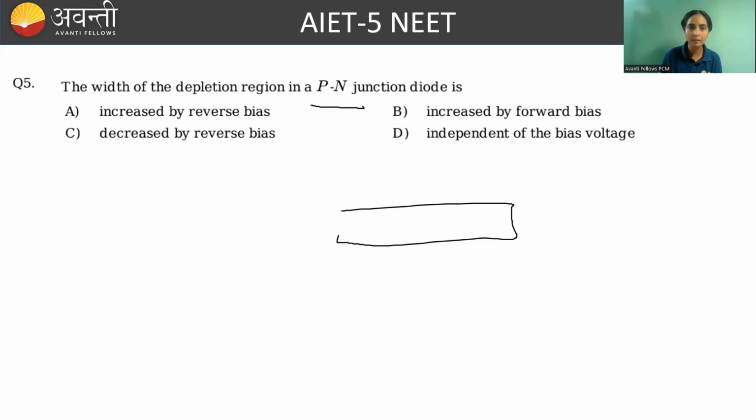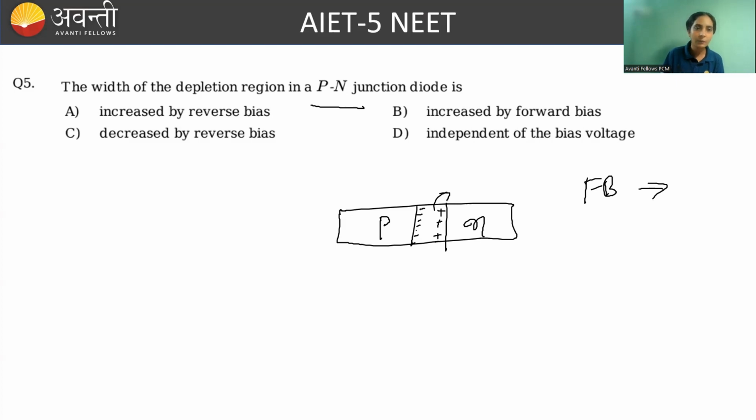We saw that if this is our PN junction region, if this is the P side and this is the N side, on the P side there will be a layer of negative charge and on the N side there will be a layer of positive charge, and this region is called the depletion region. In forward bias, we connect P to the positive terminal of the battery and N to the negative terminal, and in reverse bias we do the opposite. In forward bias, this depletion region thickness will decrease, and in reverse bias, it will increase.